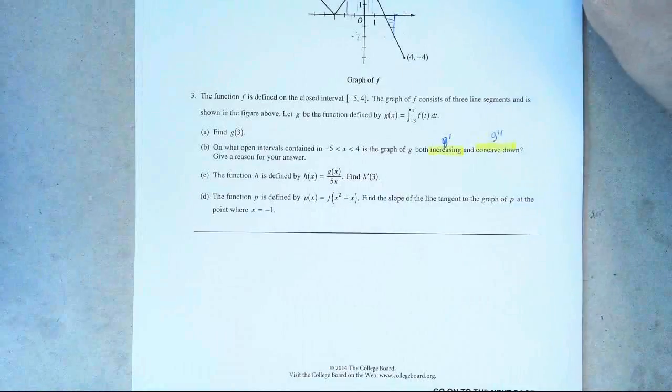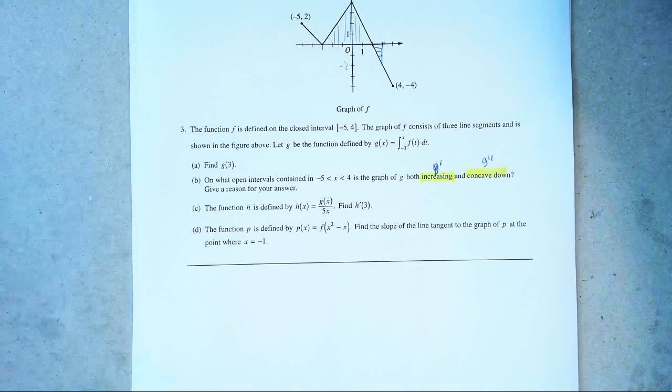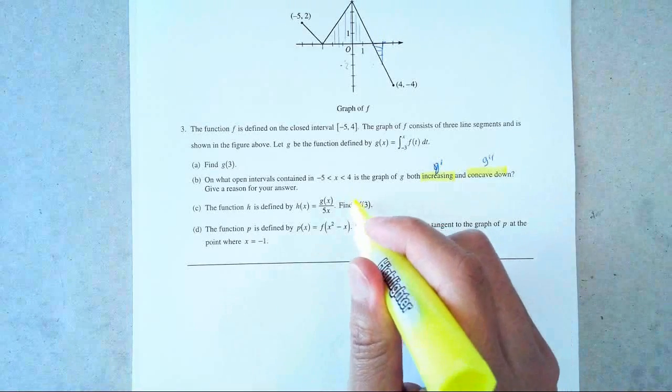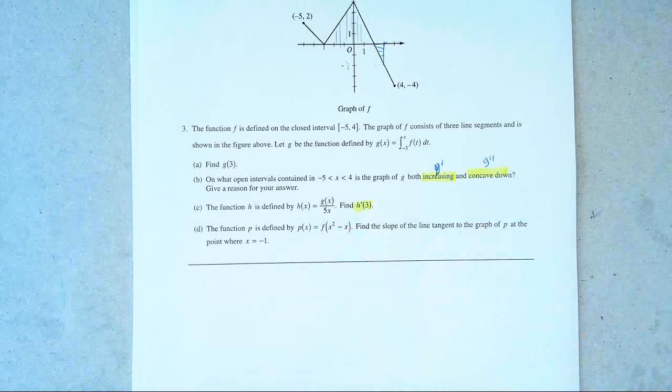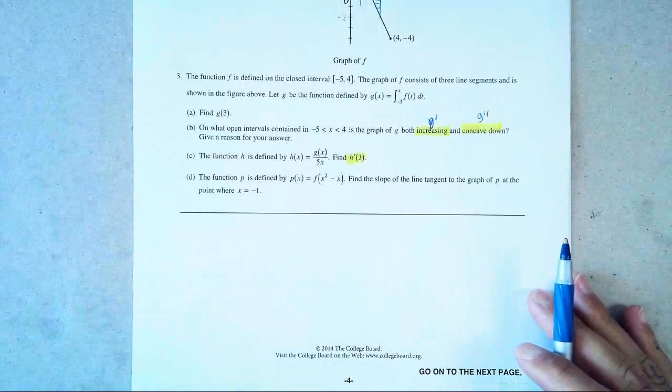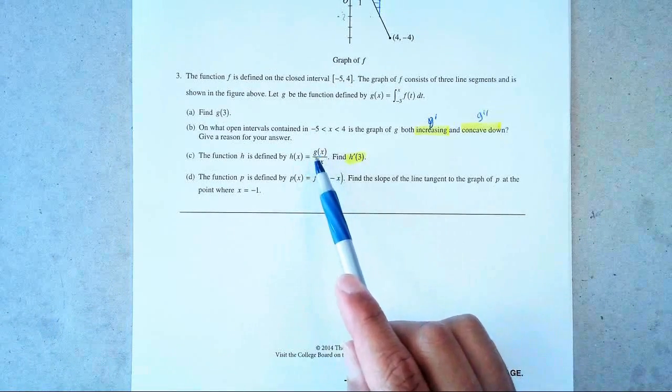Part C says the function h is defined by h of x equals g of x over 5x. Find h prime of 3. Keyword, they want you to find this derivative. So what that means is you're going to have to actually find the derivative of h of x. Now you can't let it confuse you. When you see this, don't freak out.